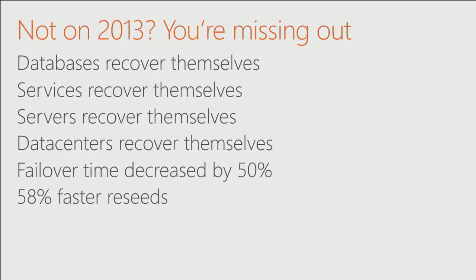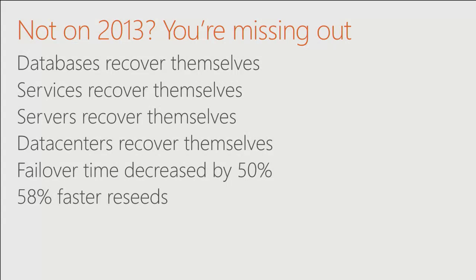Some of you guys may not be on Exchange Server 2013 yet, and I feel bad for you. You're really missing out. We've got so much new in 2013 that wasn't in 2010 and earlier versions. In 2010, databases recover themselves when you put them in a database availability group. But in 2013, your services recover themselves, your servers recover themselves. Heck, you can set it up so that your data centers recover themselves, and so your job becomes a lot easier.